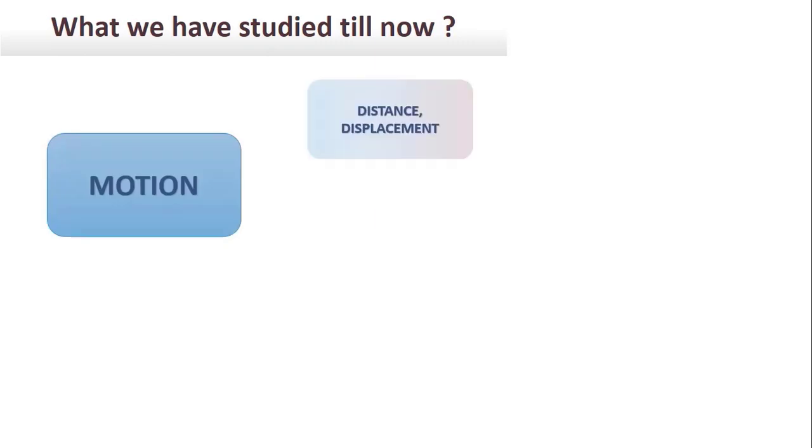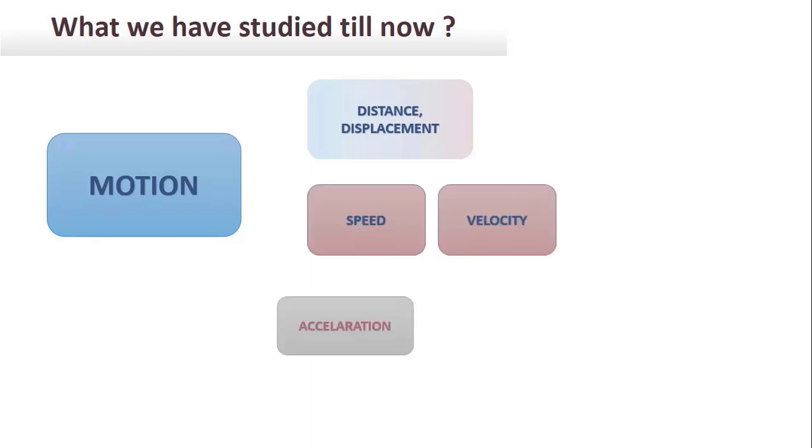In that motion, we know what is distance, what is displacement. Even we know the basic difference between distance and displacement, right? We know the speed, velocity, acceleration, right? I hope you guys remember the condition for uniform motion, that a particle or object should travel equal distances in equal intervals of time. That means the velocity is constant in uniform motion.